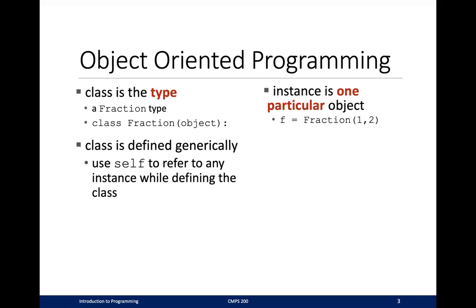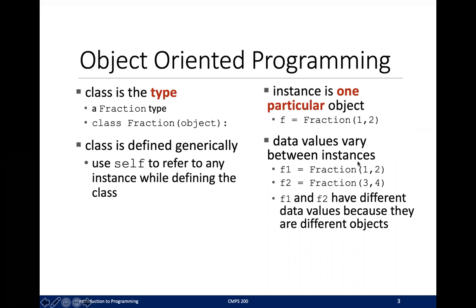Class is defined generically. So really I use self to refer to any instance while defining the class. So if you remember the methods that we've been writing the last time, some of them have self. Some of them have self, and other, and so on. This is what I use to refer to a particular instance of this class while defining the class. Okay. Now, data values vary between instances. So each fraction that I create would have its own data values, its own numerator and denominator, like f1, which is half, and f2, which is 3 over 4. So these have different values because they are different objects.